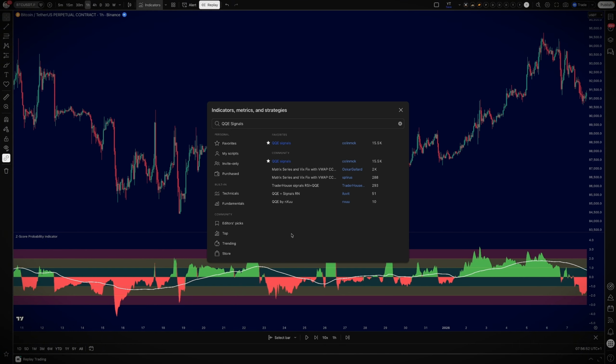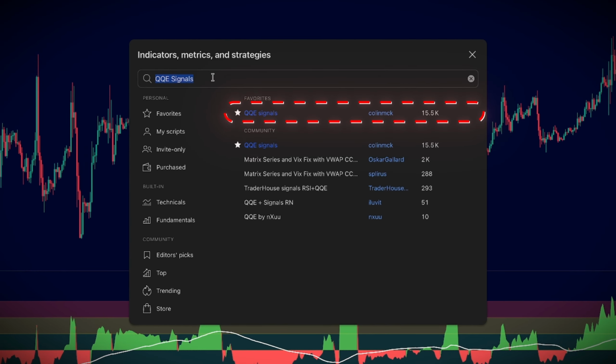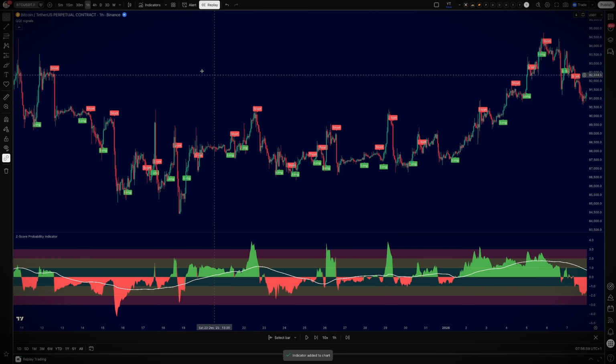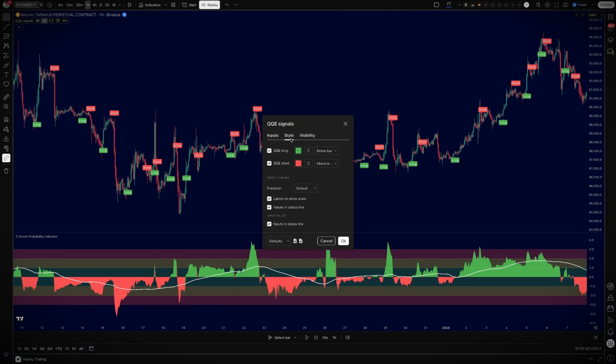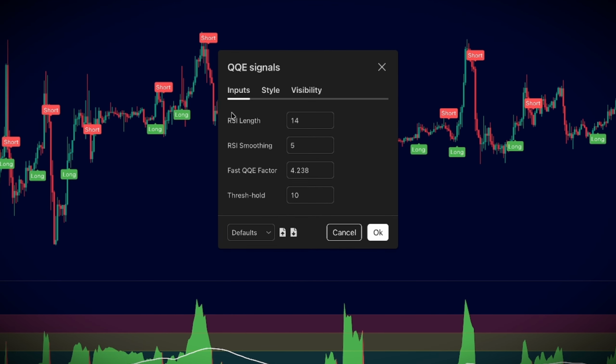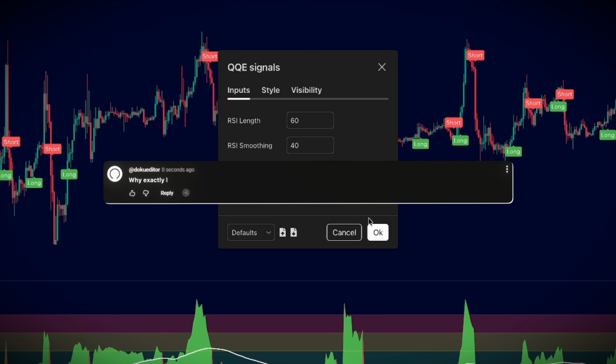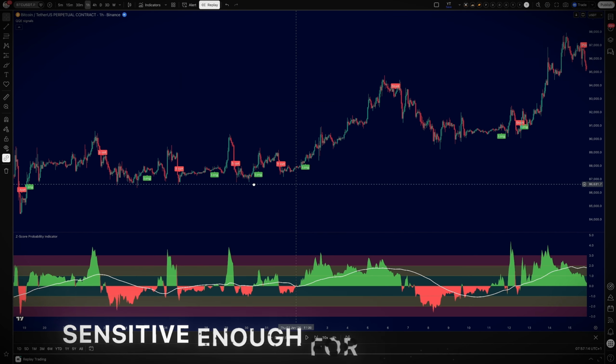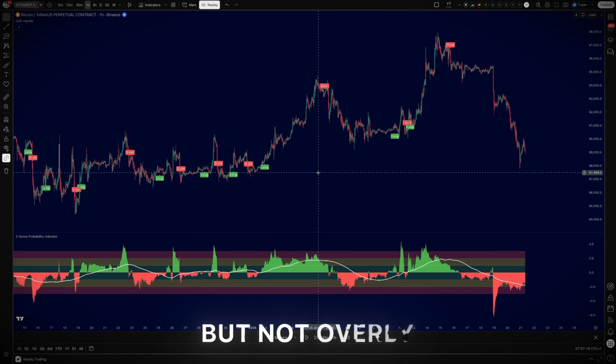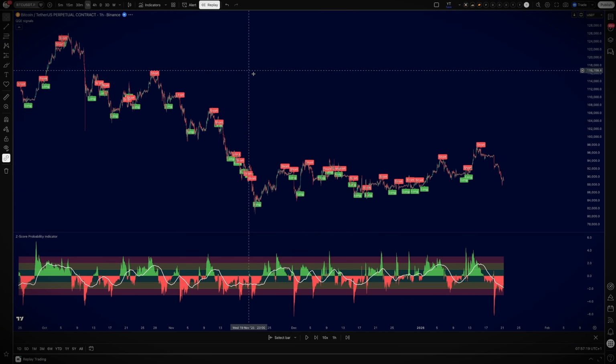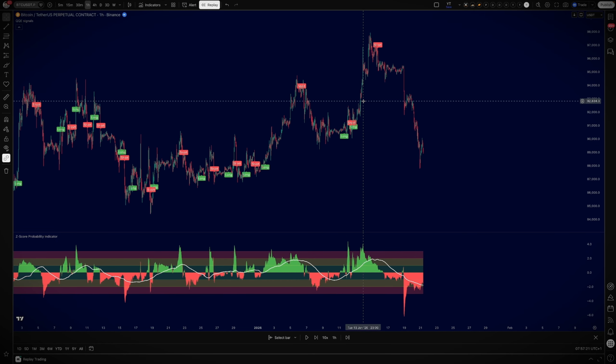Now for the second indicator, QQE signals. The author is Colin Lack. Its settings are critically important. The default ones won't work. Go to the settings, the Inputs tab. Change the RSI length to 60, RSI smoothing to 40, and leave everything else as is. Why exactly like this? These settings are sensitive enough for the 1-hour chart, but not overly so. If you start experimenting with other values, the system might break, so it's better not to touch them.